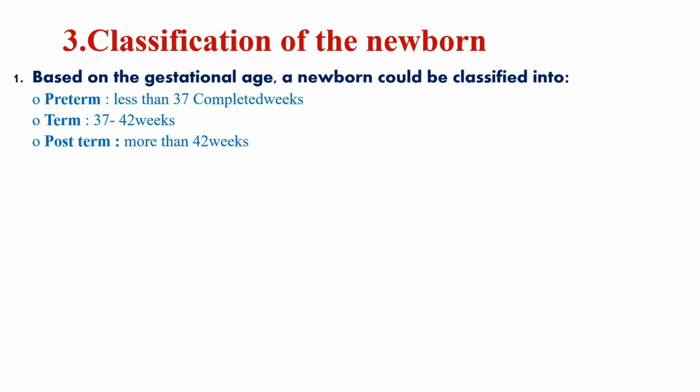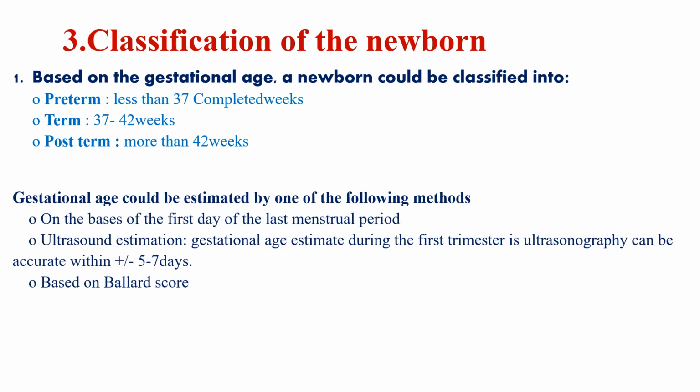The third part is classification of the newborn. Newborns can be classified based on gestational age. A newborn can be classified as preterm if it is less than 37 completed weeks, term if it is between 37 to 42, and postterm if it is more than 42.